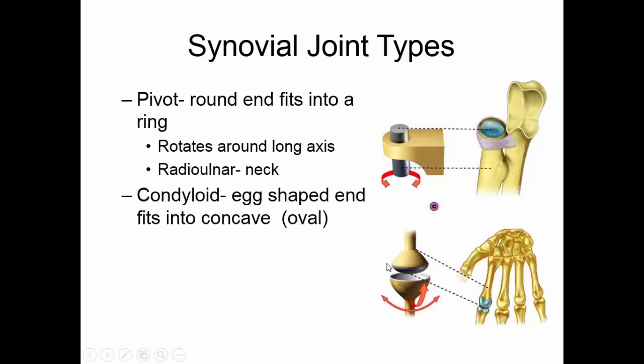A condyloid joint has this oval, egg-shaped end that fits into a concave oval that matches it. This allows you to go side to side as well as back and forth, so you can abduct, adduct, flex, and extend. Your knuckles have this kind of joint.